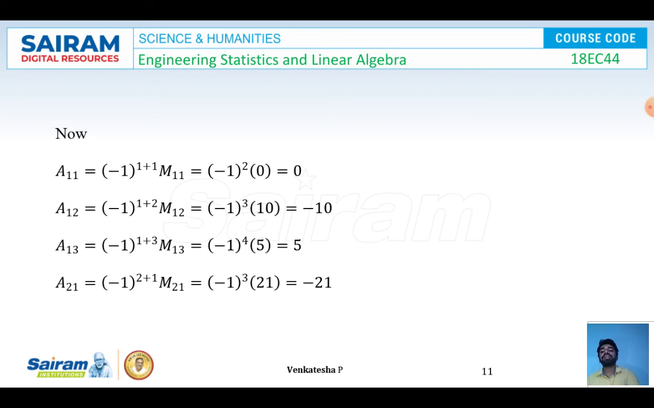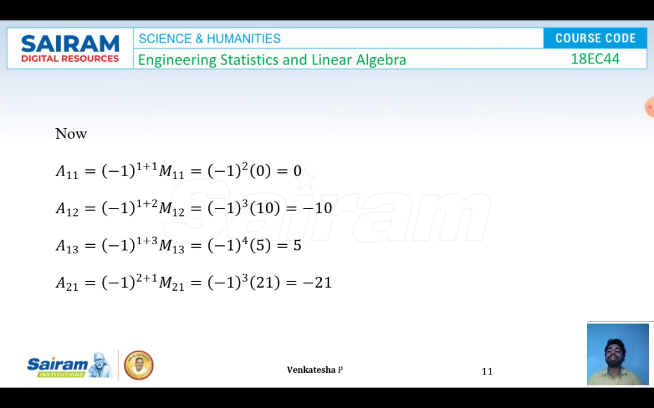A12, so A12 in the sense i is equal to 1, j is equal to 2. In the formula I'll be putting i is equal to 1, j is equal to 2, I got minus 1 whole power 1 plus 2 M12. So it will be equal to minus 1 whole power 3 into 10, it is minus 10. Next is A13, i is equal to 1, j is equal to 3. I got minus 1 whole power 1 plus 3 M13, which is equal to minus 1 whole power 4 into 5. It will be equal to 5.